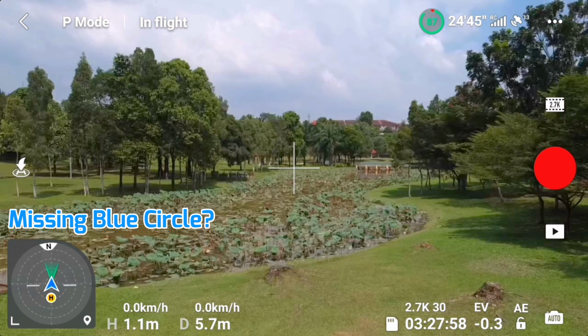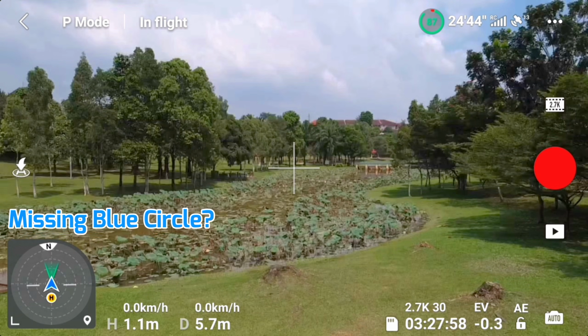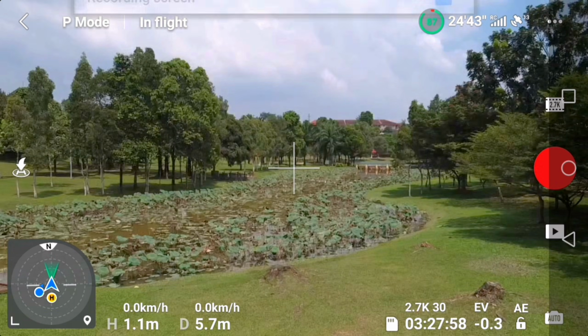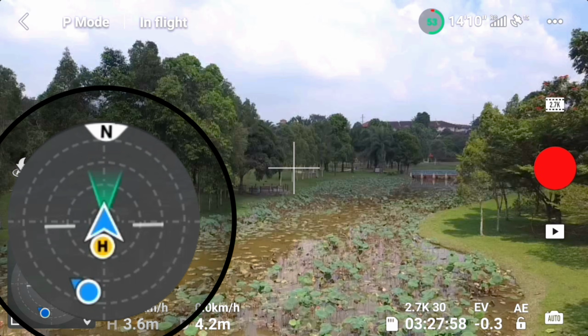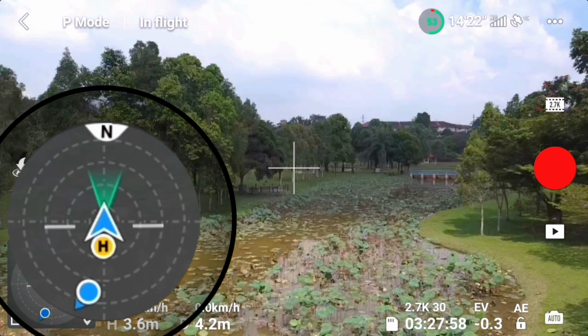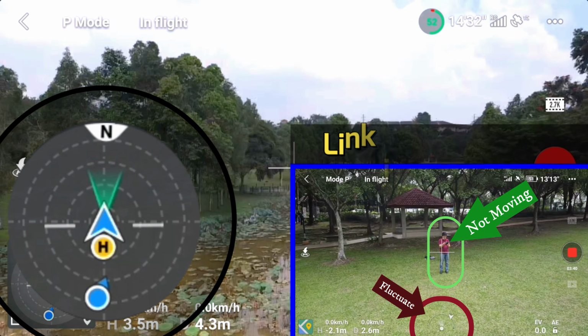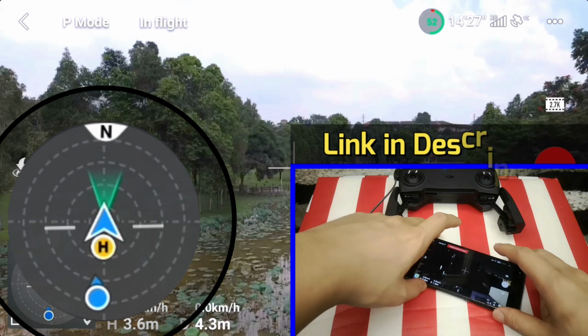A quick troubleshooting tip if the blue circle does not appear in the attitude indicator: turn your mobile device location or GPS on. As for inaccuracy, or even if the mobile device location is on but still no luck, maybe you can try my previous video to diagnose and possibly find a fix for it.